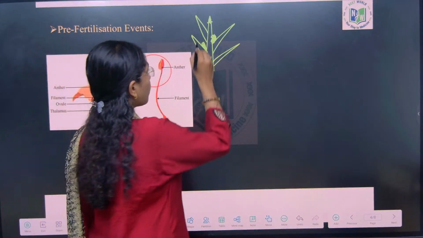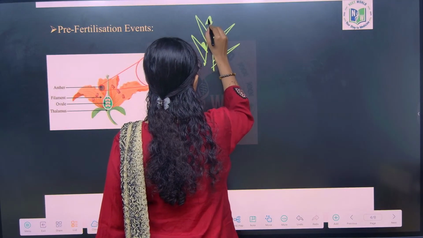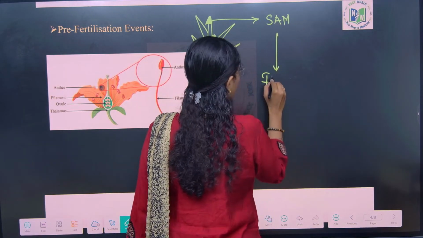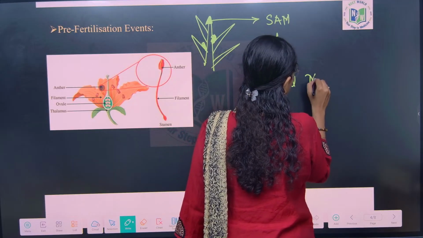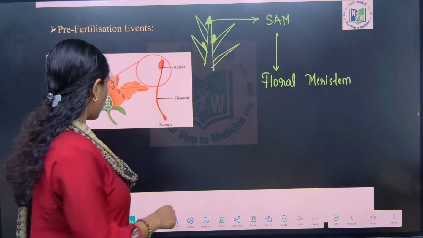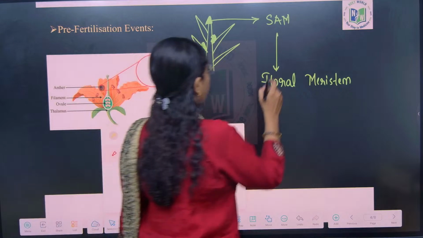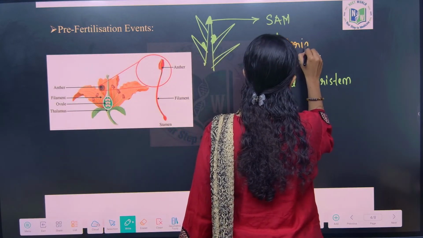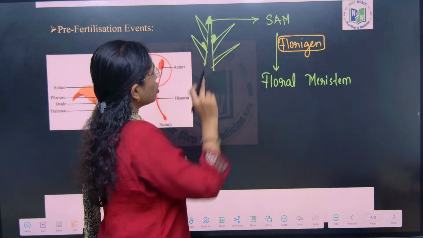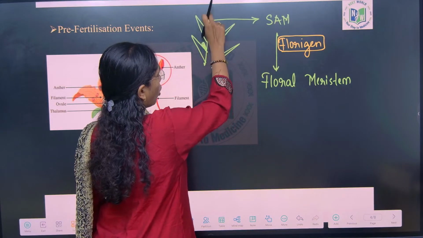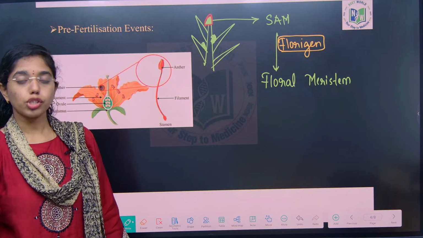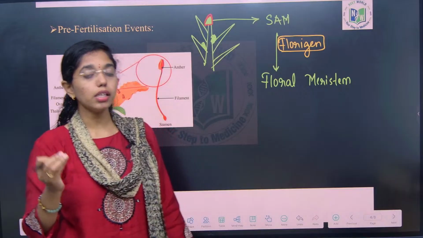If the shoot apical meristem has to turn into a floral meristem, a hypothetical hormone or chemical substance named florigen will be acting on it. What will be acting? Florigen, which is addressed as a hypothetical hormone. The shoot apical meristem will be modified into a floral meristem by the use of this chemical substance, that is florigen.